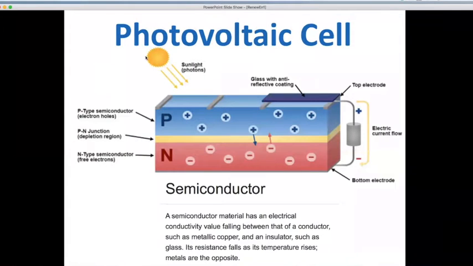And these are called photovoltaic cells. Photo means light. Voltaic refers to voltage or electricity. And the cell is the panel. That's what College Board's going to refer to them as, photovoltaic cells, solar power. And right in the middle is the silicon. And silicon is a semiconductor.